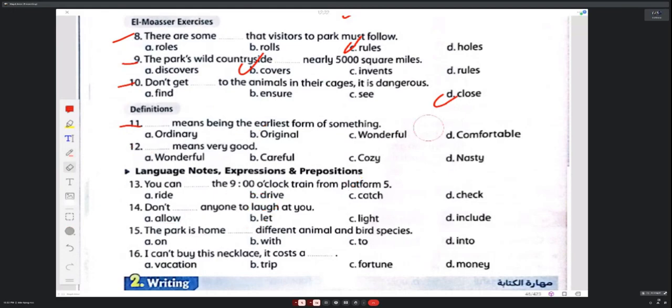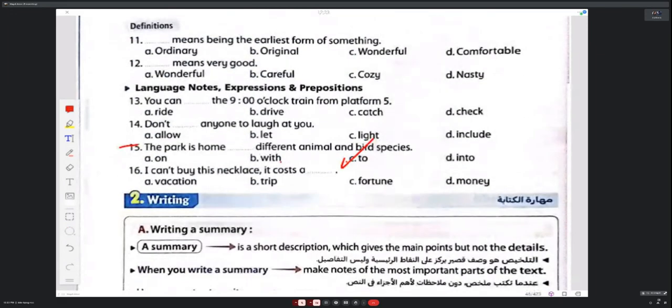Okay. All right. Number 15. The park is home dash different animals and bird species. Home to different animals and bird species. Number 16. I can't buy this necklace. It costs a fortune. Yeah, that's correct.